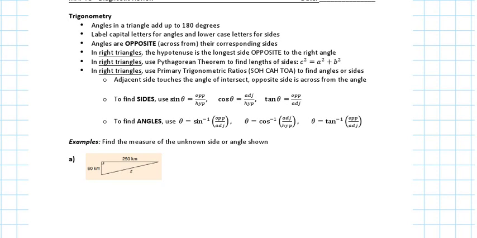All right. So these are some reminders of different things. Interior angles in a triangle add up to 180 degrees. Please don't forget that, because if you know 2, you can find the third, right? We always label the angles with capital letters and the sides with small letters, right? Corresponding small letters.